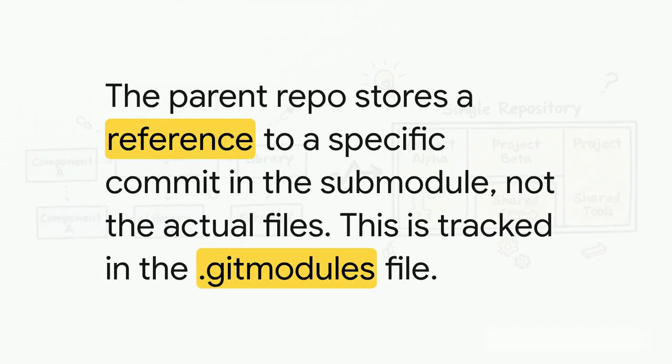Okay, this is the most important thing to understand about submodules. Your main project, the parent repo, does not store a copy of the submodule's code. No way. All it stores is a single piece of information, a pointer. It's a reference to one specific commit hash in the submodule's repository. And that pointer, along with the submodule's URL, gets tracked in this little text file called .gitmodules.